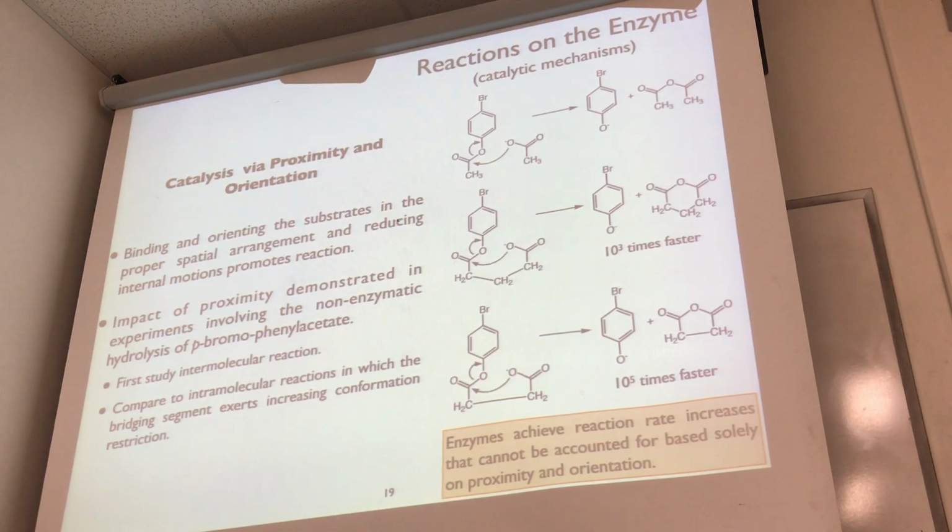You have your acid, it reacts with the acetate here to form the anhydride and give us back our bromophenoxide, right? But let's do it intramolecularly. Now we have a 3-carbon chain, right? The 3-carbon chain reacts with it to form this 6-membered ring anhydride, right? Alternatively, we have a 2-carbon chain here connecting it, same reaction, 10 to the 3 times faster, 10 to the 5 times faster. But if I had a 4-carbon chain, this reaction doesn't happen.